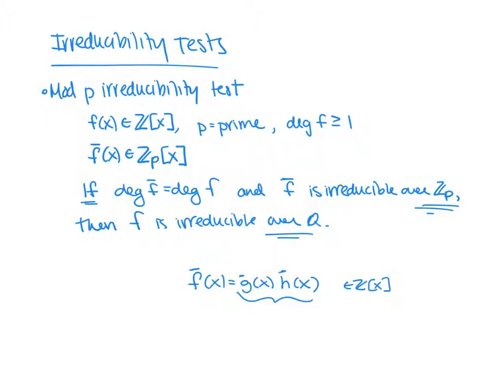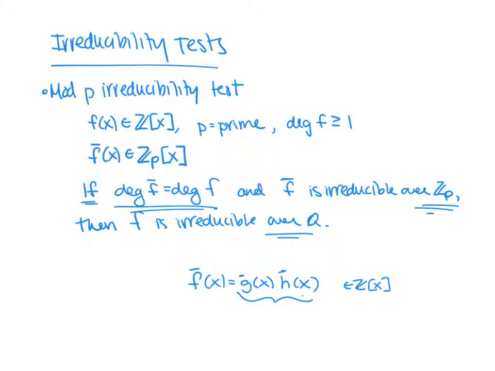So this says if you can't factor it mod p, then you can't factor it over Q. The reason why that's true is because if you can factor it over Q, you can just reduce each factor, and then you get a factorization over Zp. You've got to be a little bit careful. That's why we need this degree statement. But that's essentially the crux of why this is true.